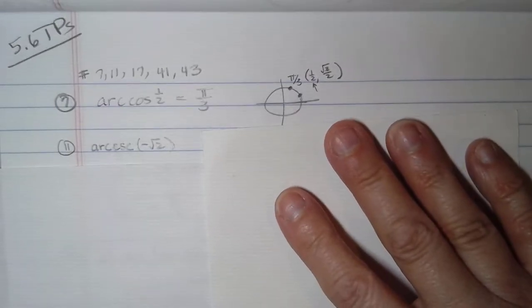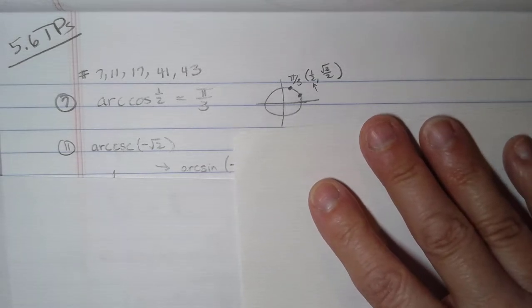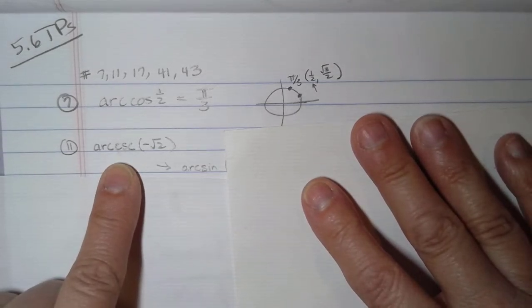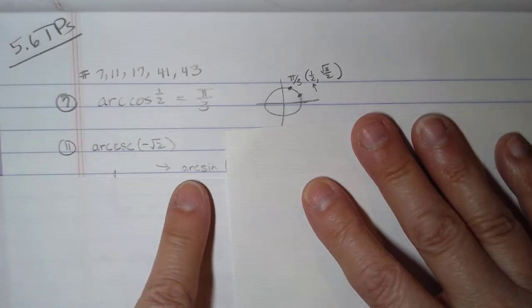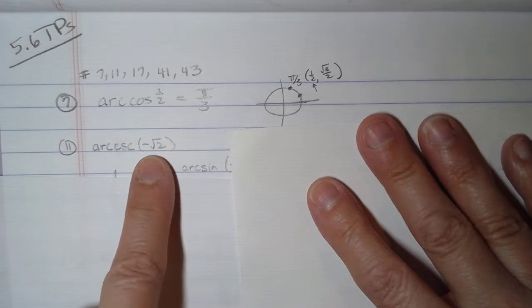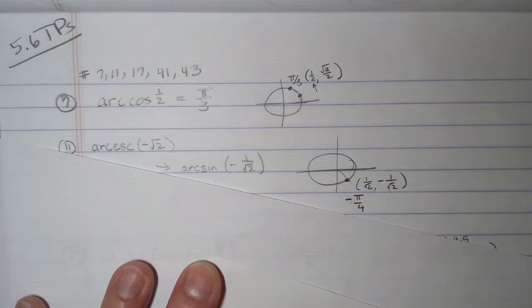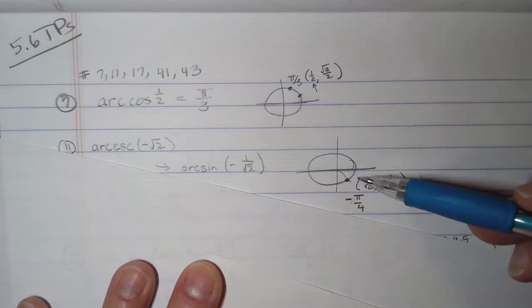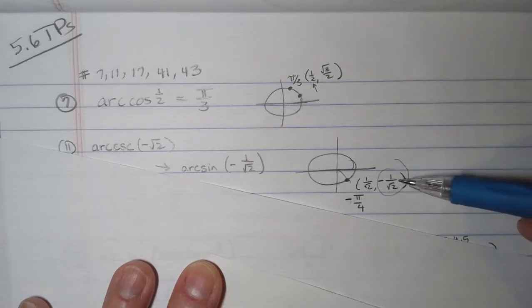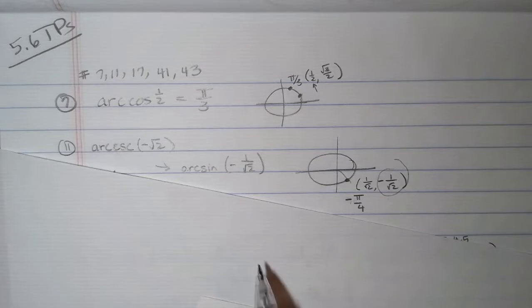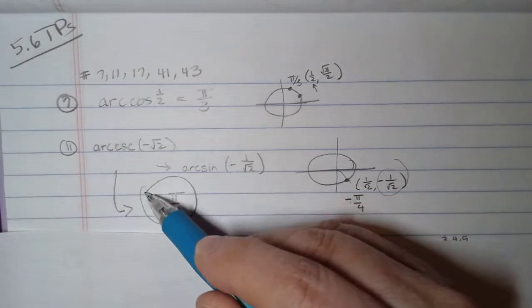Arc cosecant of negative square root of 2. Now, that one's a little more complicated. Let's remember arc cosecant. Well, cosecant is the reciprocal of sine. So maybe I could think about the angle whose sine is the reciprocal of that. And if I look at my unit circle, my interval for sine is negative pi over 2 to pi over 2. So I need to be in this quadrant, and that would be at negative pi over 4, where my arc sine is negative 1 over square root of 2, which makes my arc cosecant negative square root of 2. So the answer is negative pi over 4.